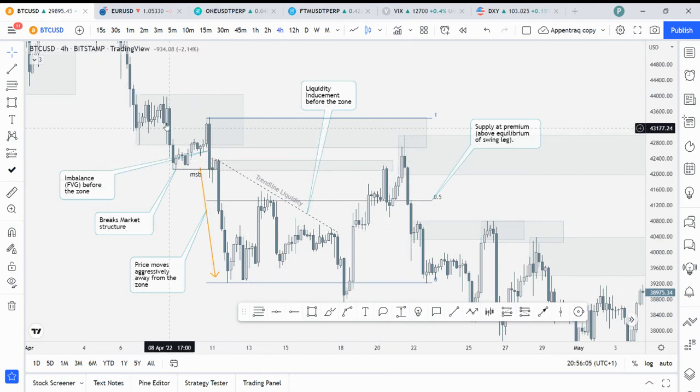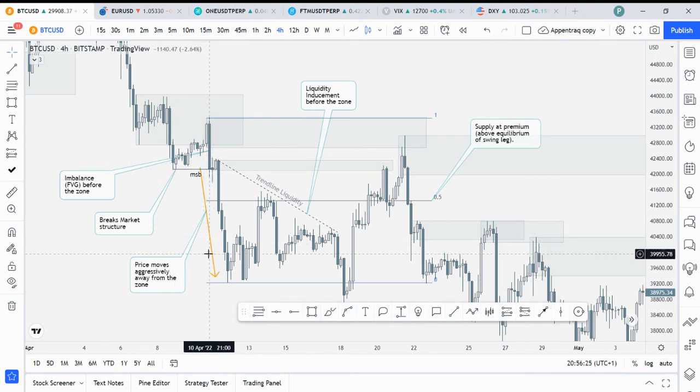So you check for price imbalance before the zone, check for liquidity before the zone, make sure the zone is breaking a significant structure, breaking a low, and also make sure that price aggressively moves away from that zone.